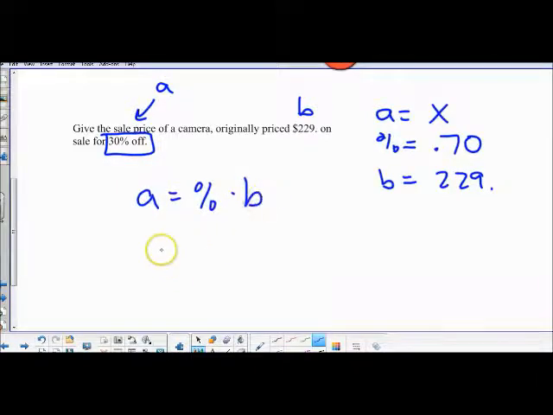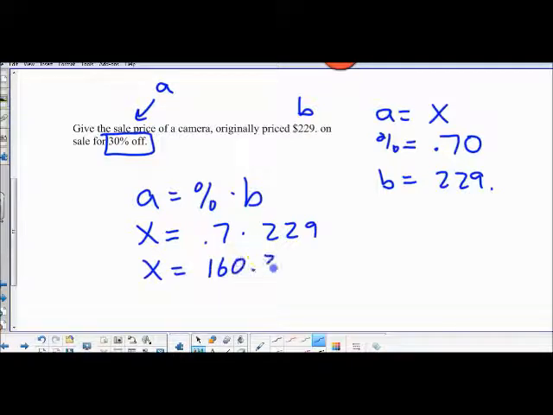Here's my formula. A equals percent times base. X equals 0.7 times 229. And it's a simple matter of calculating that to get 160.3 or $160.30.